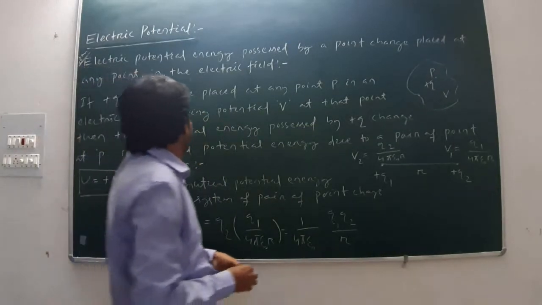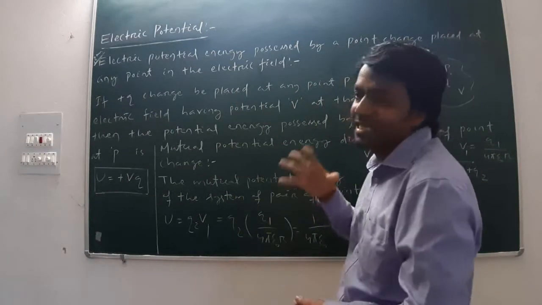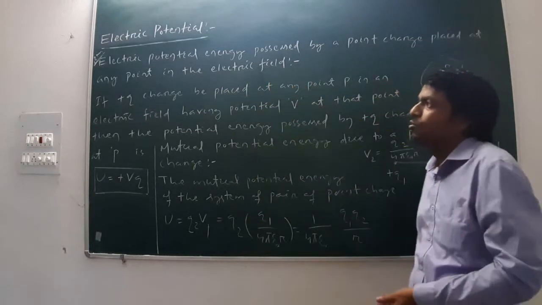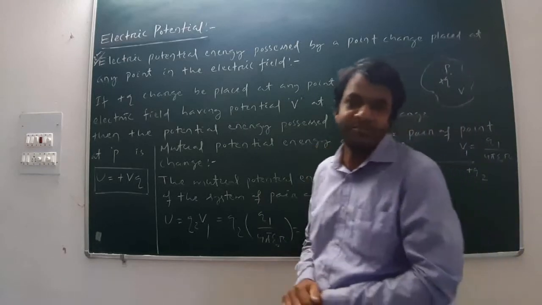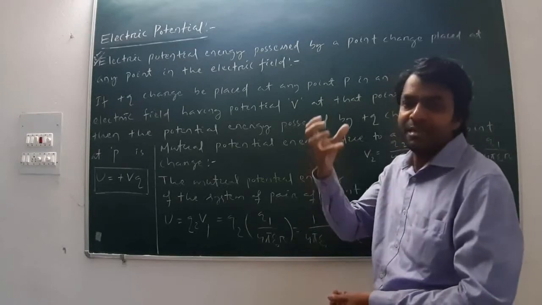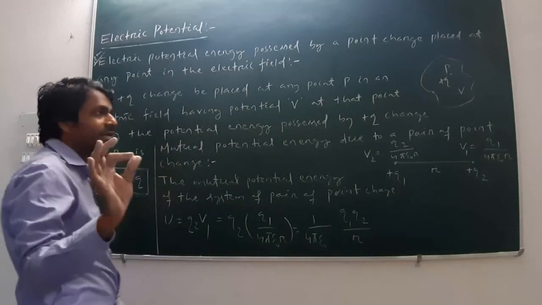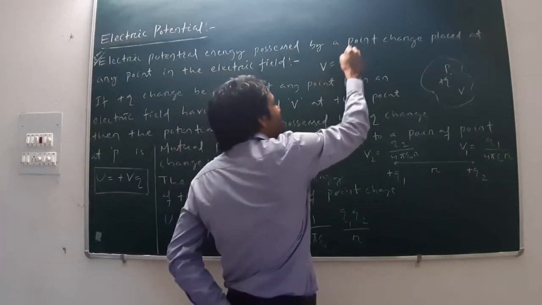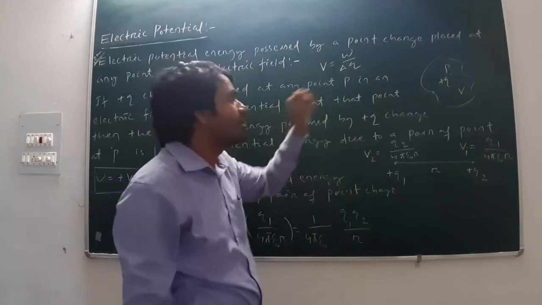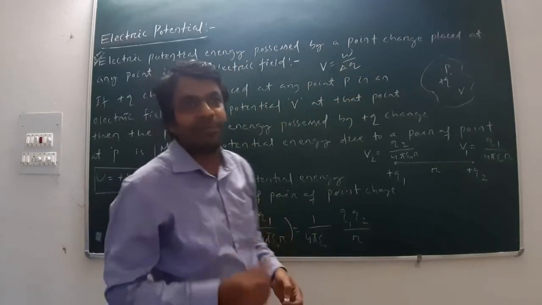Next part is the derivation for electric potential energy possessed by a point charge placed at any point in the electric field. This is another 2 marks question also. We have to calculate the electric potential energy. Electric potential energy means the total amount of work done in bringing a positive test charge. The total work done means, according to the definition, V is equal to W by Q or del Q. This W is known as the electric potential energy, meaning W is equal to V into del Q. But here potential energy is denoted by capital U.